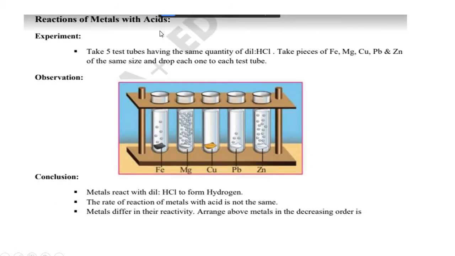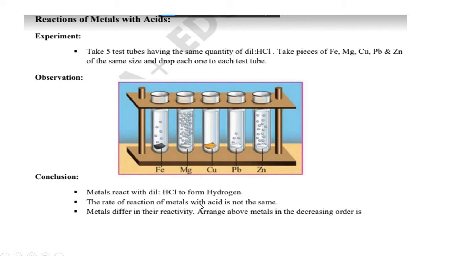Now, reaction of metals with acids. In this, you have to do this experiment. Take 5 test tubes having the same quantity of dilute HCl. Take pieces of iron, magnesium, copper, lead and zinc and put them in these test tubes containing dilute HCl. And what are the reactions that you can see? It is very clearly visible from this picture itself that the most reactive one is magnesium. You can see so many bubbles here, right? The next is zinc, the next is iron and lead, and then the least reactive one is copper. So metal reacts with dilute HCl to form hydrogen. These bubbles are actually hydrogen gas.